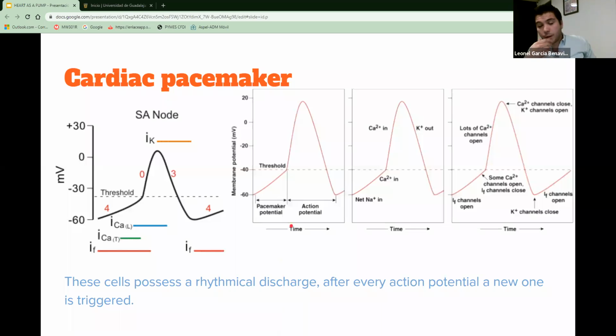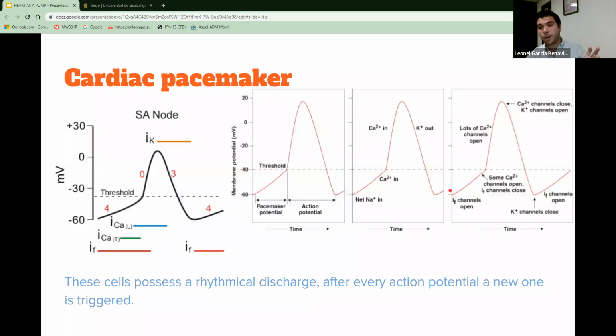So we're going to talk about the cardiac pacemaker. The specialized conduction system is a pacemaker. What's a pacemaker? A pacemaker is some cells that trigger a rhythmical discharge after every action potential. As you can see in the chart right here, after every action potential, a new one starts, and it starts with a rhythm. It doesn't need an outside stimulus to create this action potential. It creates it by itself.